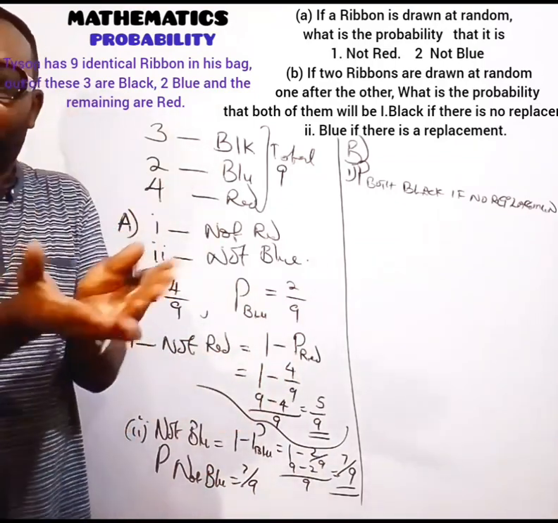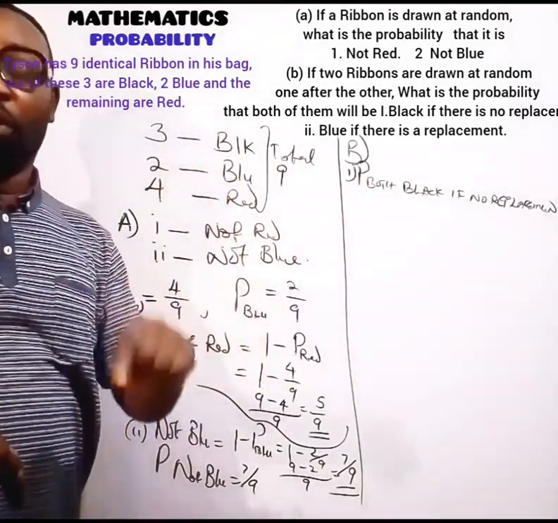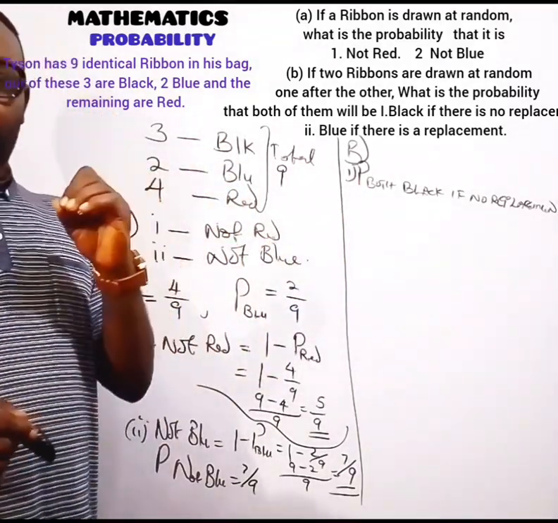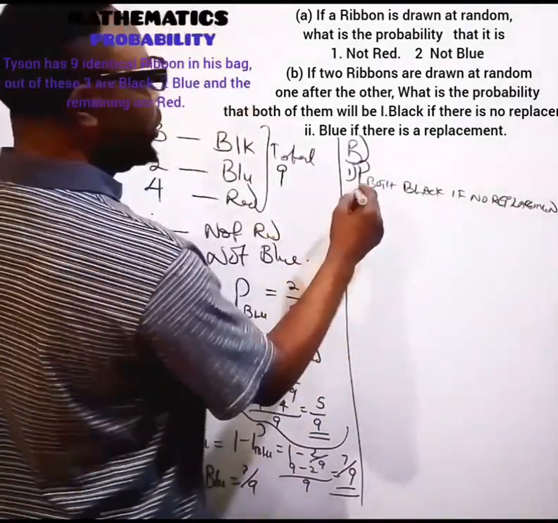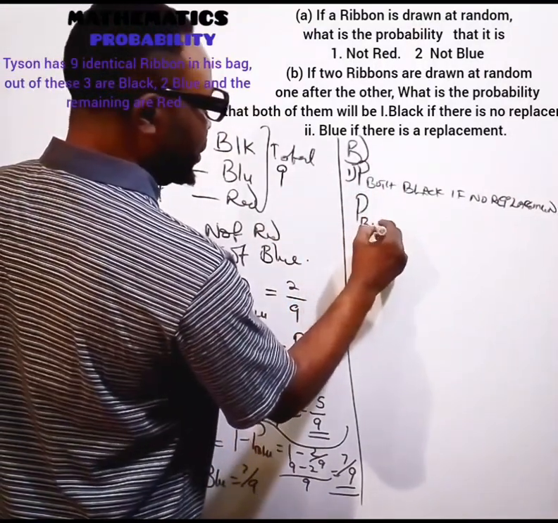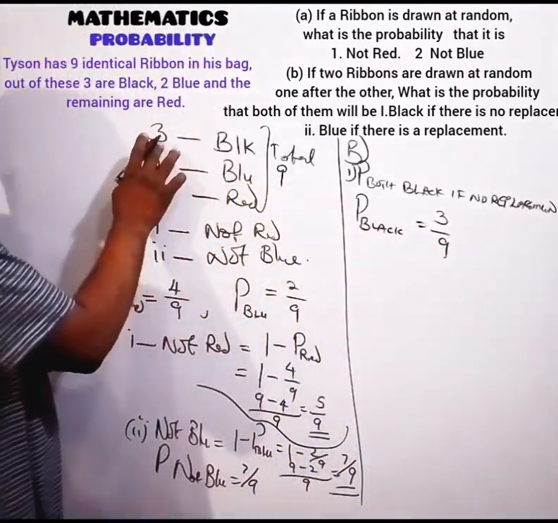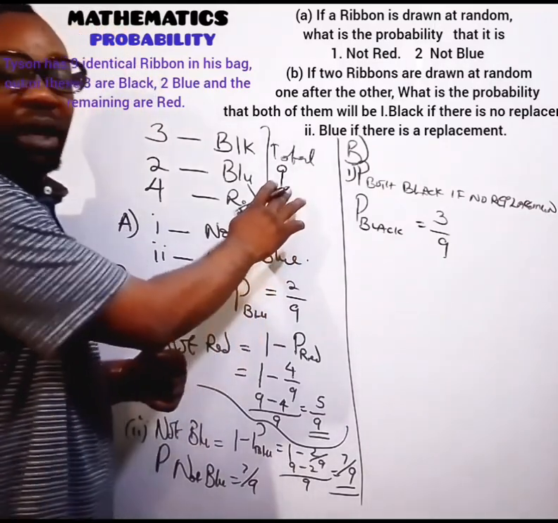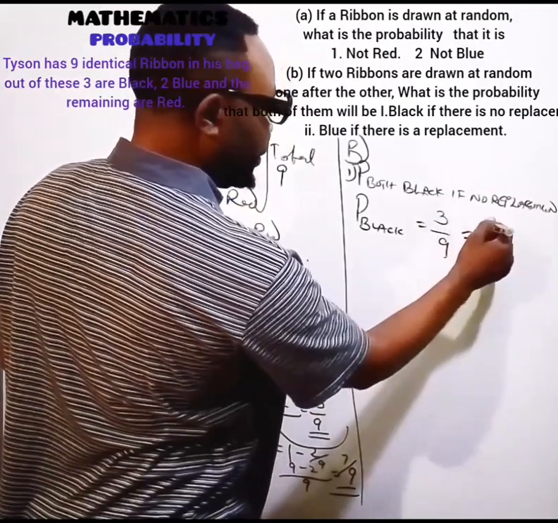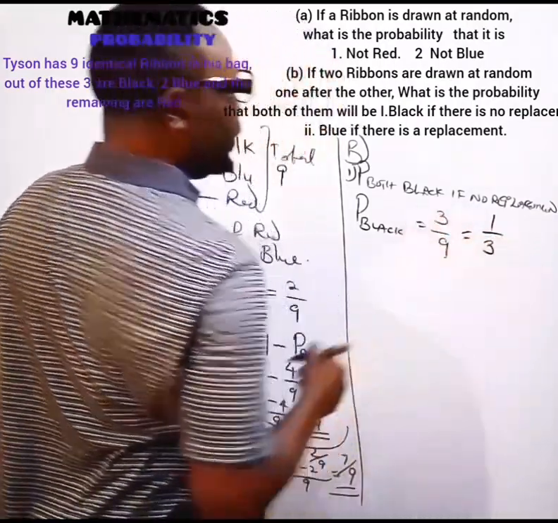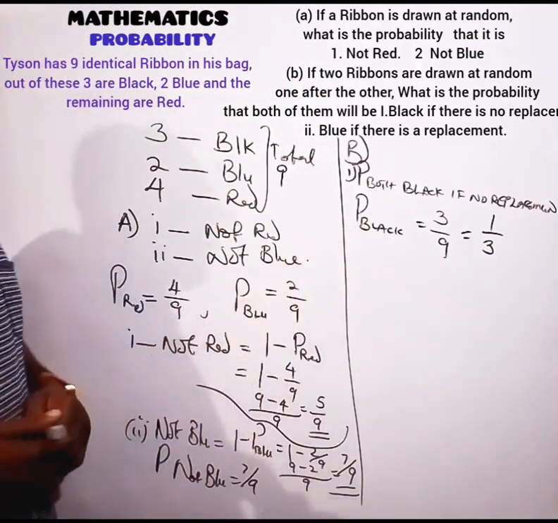That is, the total number of balls will have been reduced by 1. And if it is the probability of the same color, that same color count will also reduce by 1. Now, both are black if no replacement. So the probability of picking a black ball will be equal to 3 over 9, because we have 3 black balls and the total number of balls is 9. 3 over 9 will equal 1 over 3. That is the probability of picking a black ball.